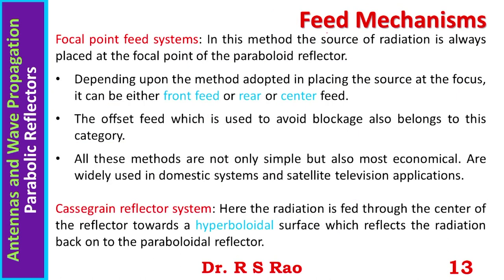Now, a few points regarding feed mechanisms. Focal point feed systems and the Cassegrain reflector system are two important feed mechanisms. Now, we try to understand important features of these two mechanisms. In the focal point feed system, the source of radiation is always placed at the focal point of the paraboloidal reflector. So the primary antenna's location is always the focal point in focal point feed systems.